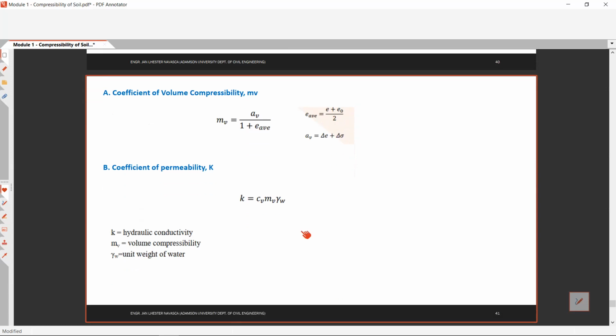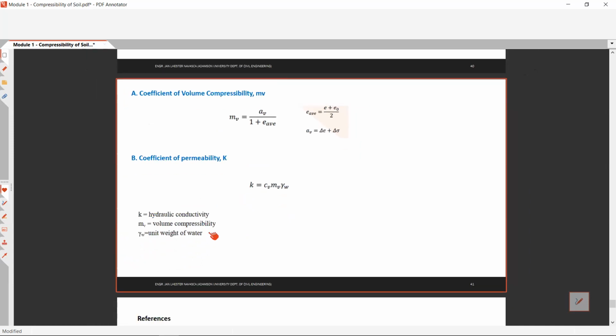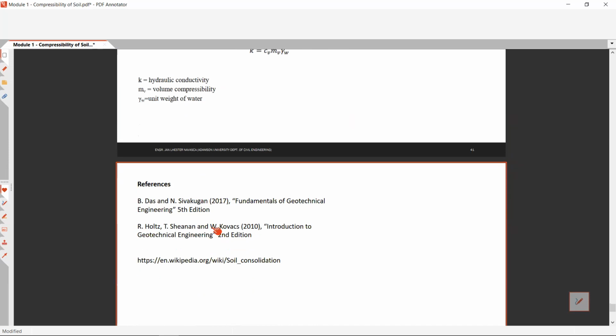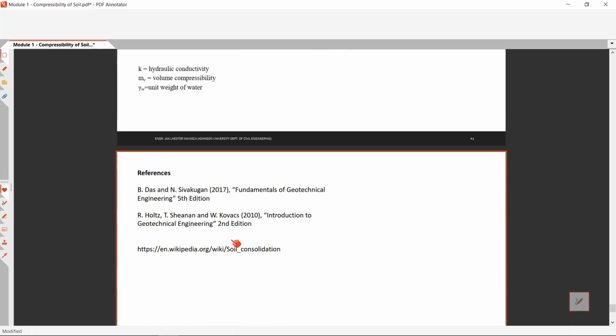Then the coefficient of permeability, k, is equal to C sub V times m sub v times gamma water. Then that is k, the hydraulic conductivity or coefficient of permeability, m sub v, the coefficient of volume compressibility, and gamma water is the unit weight of the water. Okay, so that's it for our discussion of compressibility of the soil. So for the reference, you can check Das and Sivakugan, Fundamentals of Geotechnical Engineering, and Introduction to Geotechnical Engineering by Holtz and Kovacs.